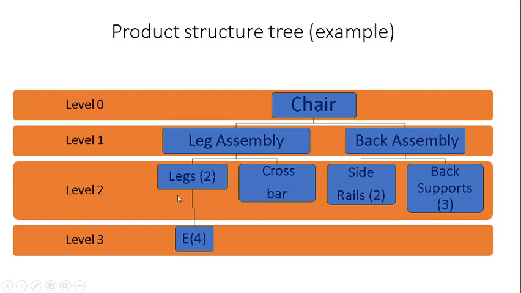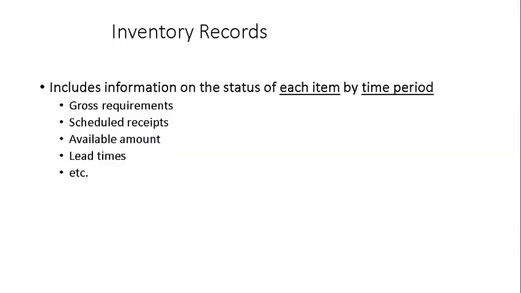And we can continue this way until we split all the components into that structure in order to depict, first of all, the requirements, and second, the number of items or sub-items that are required for each level. And the third input for our MRP is the inventory records, which is anything related to our inventory: about requirements, about the receipts that we're waiting to receive, available amounts, lead times, anything related to each item by time period.